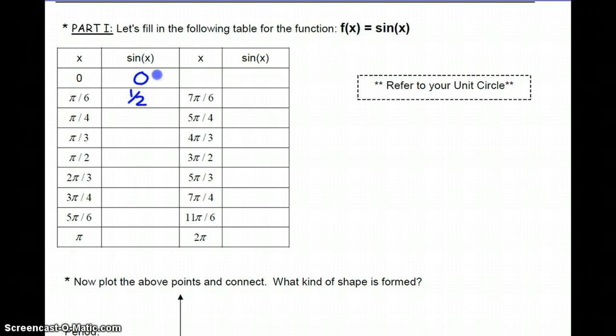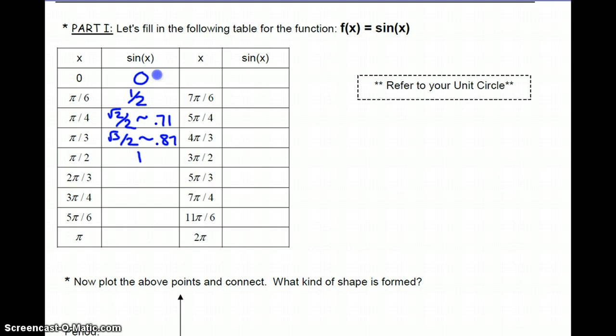Again, we're looking at the y coordinates here. The sine of pi over 4 is root 2 over 2. Now for graphing purposes, I want to approximate that. If you plug it into your calculator, it's about 0.71. Then the sine of pi over 3 is root 3 over 2. Approximate that value, it's about 0.87. The sine of pi over 2, well, that's just 1. Continue into the second quadrant.